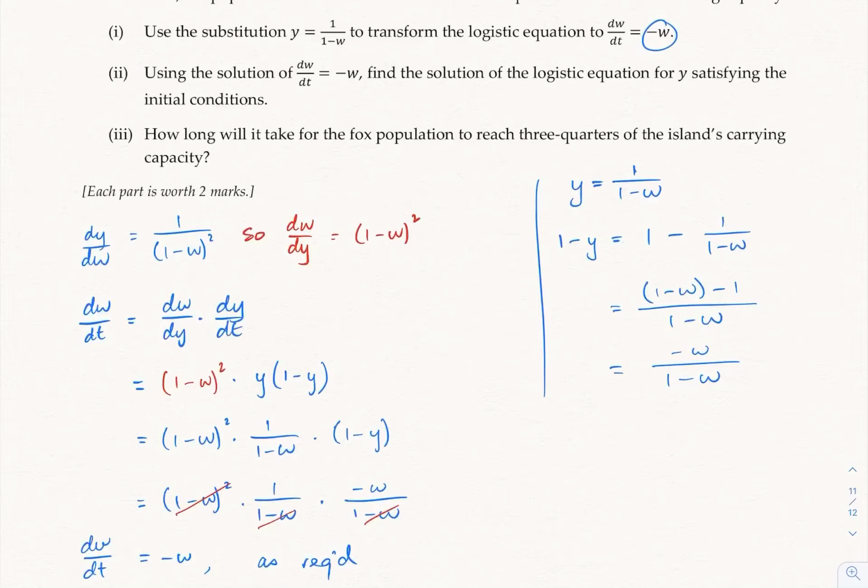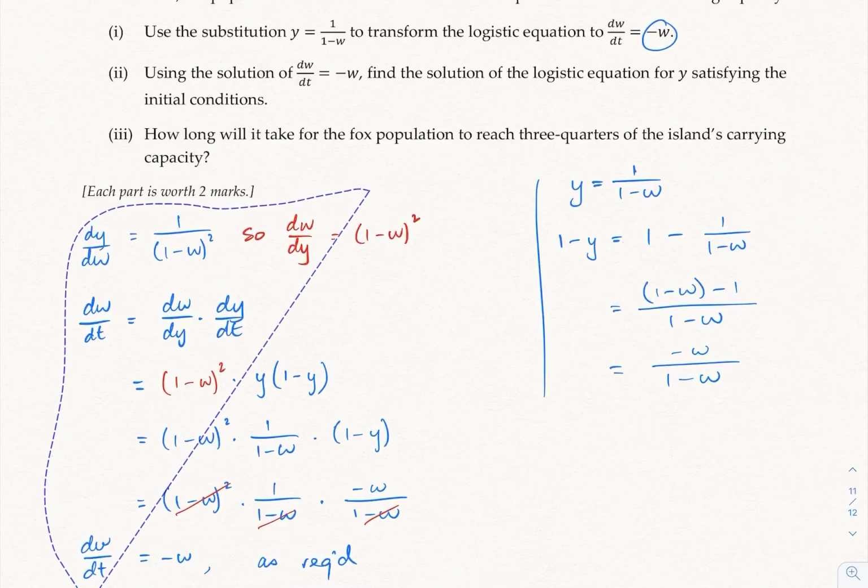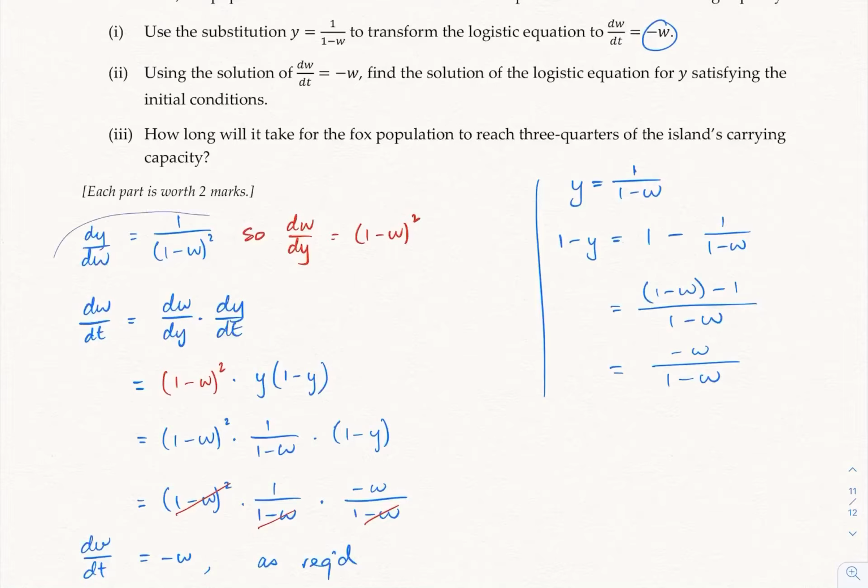Now, part 2, using the solution of dw/dt equals negative w, so we're going to have to find that solution. Find the solution of the logistic equation for y satisfying the initial conditions. All right, just make some room for myself here. Don't need any of this now.